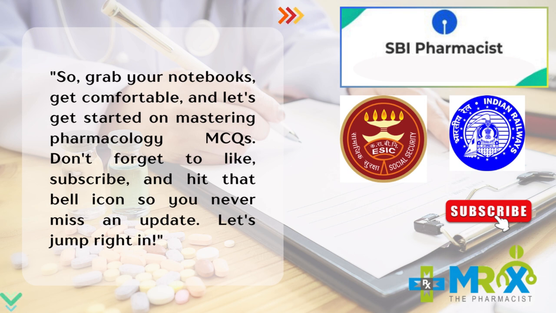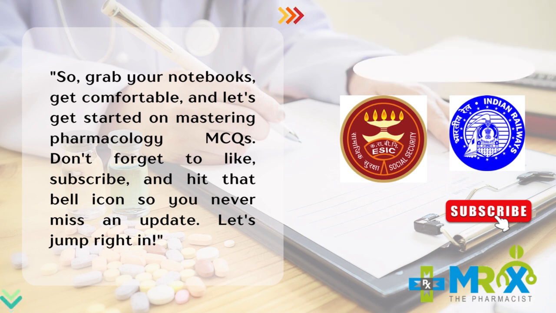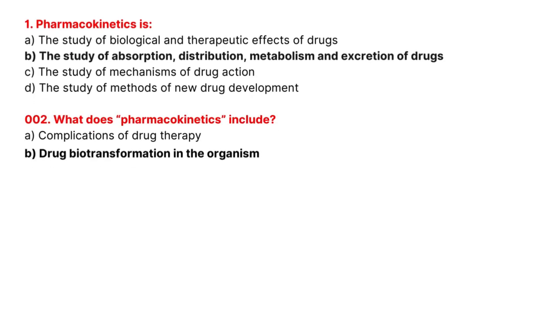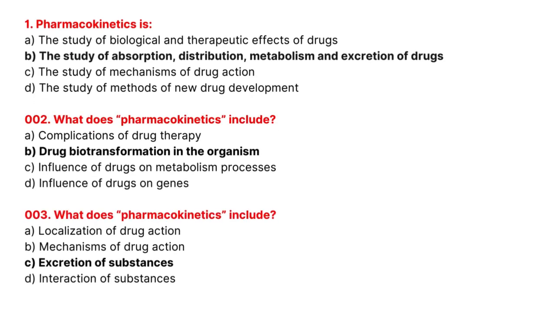Let's jump right in. Alright, here's our first question. 1. Pharmacokinetics is A. The study of biological and therapeutic effects of drugs. B. The study of absorption, distribution, metabolism, and excretion of drugs. C. The study of mechanisms of drug action. D. The study of methods of new drug development. Answer is B.